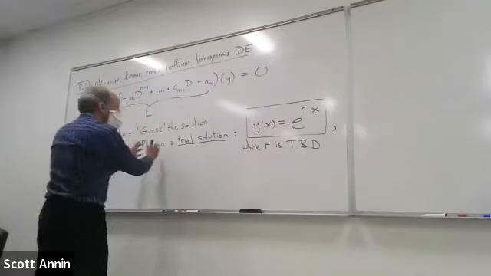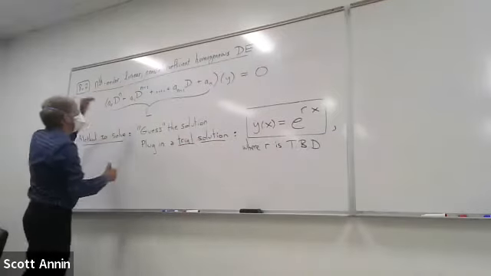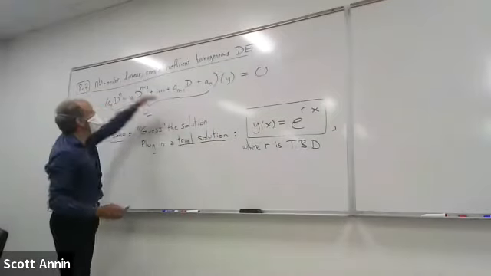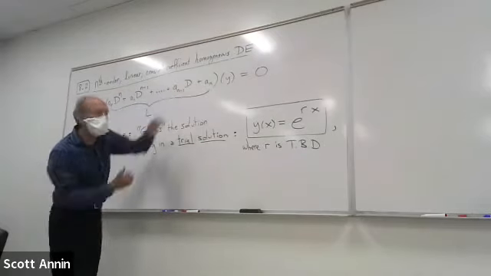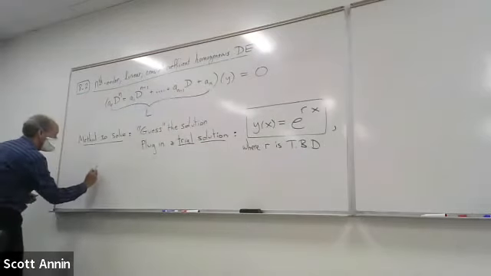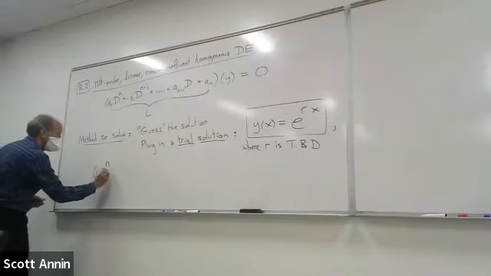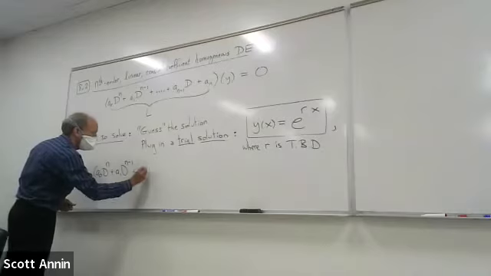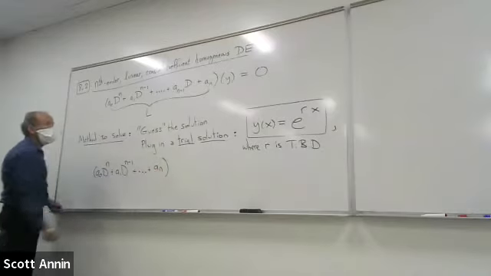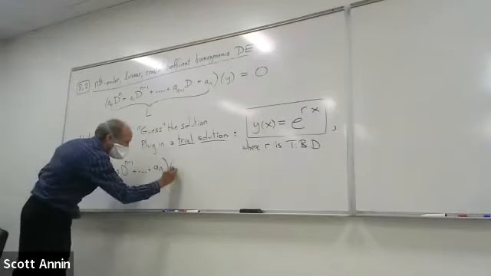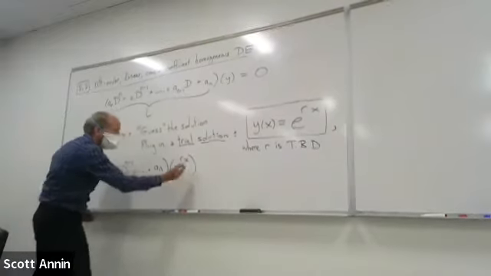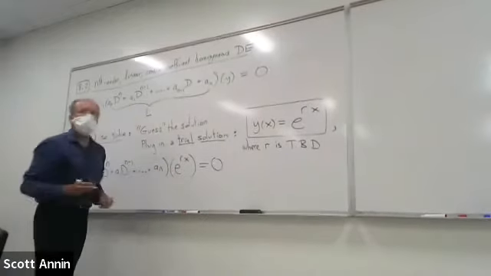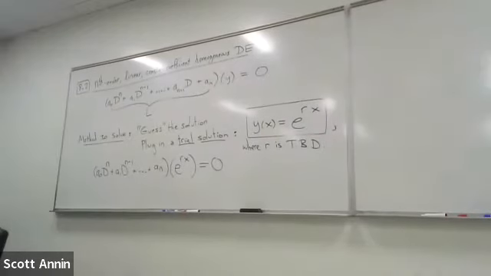Now, I say here, I'm going to plug it in. Let's plug this guess into my differential equation up here. So what I'll have is a naught D to the n plus a1 D to the n minus 1 and dot, dot, dot. The last term is an, and I'm going to plug in e to the rx, and I'm going to see if I can make this equal to 0.